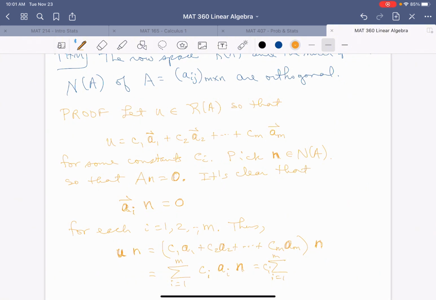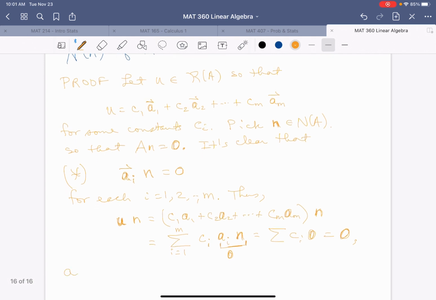Wait, can we do that? No, I'm sorry, we can't do that, because that constant changes all the time. But the key here is that this part is always the zero vector from before. So we'll call that star. So this part is a zero vector from star. And so this is basically the sum of a bunch of constants times the zero vector, which is the zero vector. And that's it. So we can say as desired.